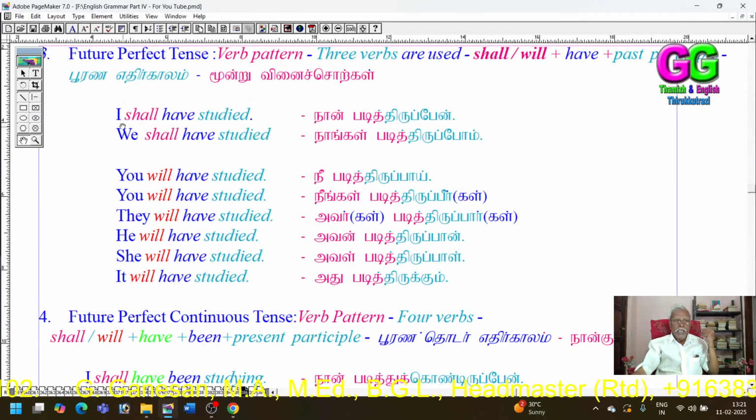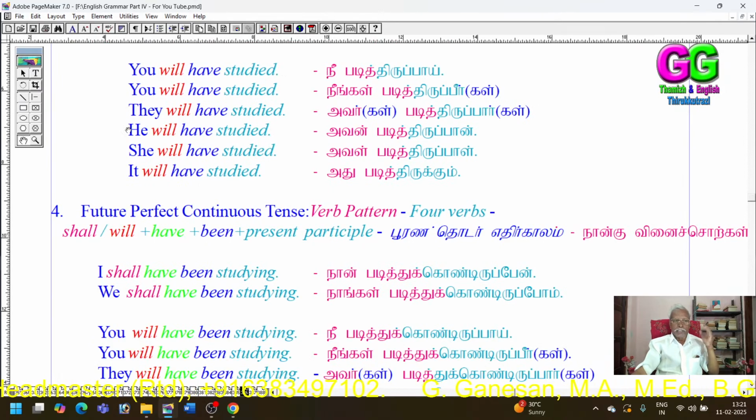You see, I shall have studied. Shall auxiliary, have auxiliary, studied past participle. I shall have studied. We shall have studied. First person shall, second person and third person will. You will have studied. They will have studied. He will have studied. She will have studied. It will have studied.